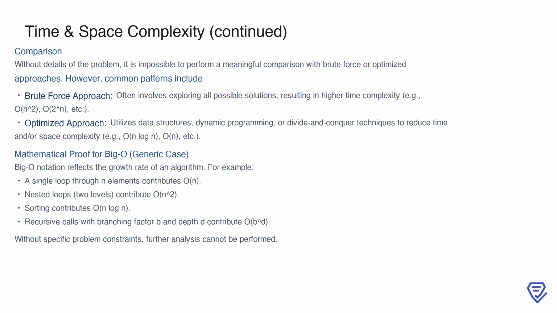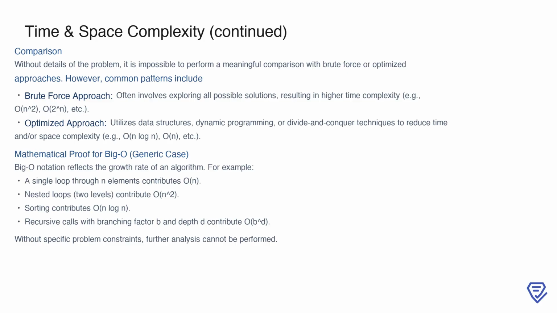Finally, let's explore the comparison of brute force and optimized approaches, as well as the mathematical foundation of big O notation. Brute force methods often involve exploring all possible solutions, resulting in higher time complexities like O(n²), or even O(2^n), in the worst cases. Optimized approaches, however, aim to reduce this overhead by employing techniques such as dynamic programming, divide and conquer, or efficient data structures, achieving complexities like O(n log n), or O(n).